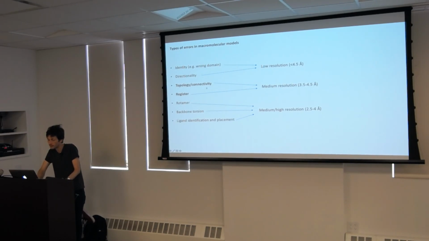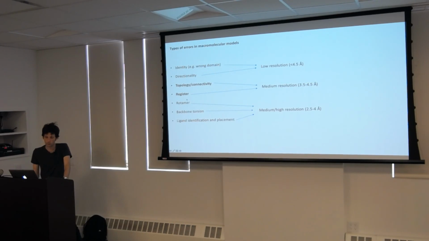But the ones that I think are really important for medium resolution maps, which are both more common than they ought to be, but also particularly damaging in terms of interpretation, are topology or connectivity and sequence register, because those really affect your interpretation of the model. And at medium resolution, a map where you don't have sequence markers to guide you, they're really easy to encounter, and so there's something to really be aware of.